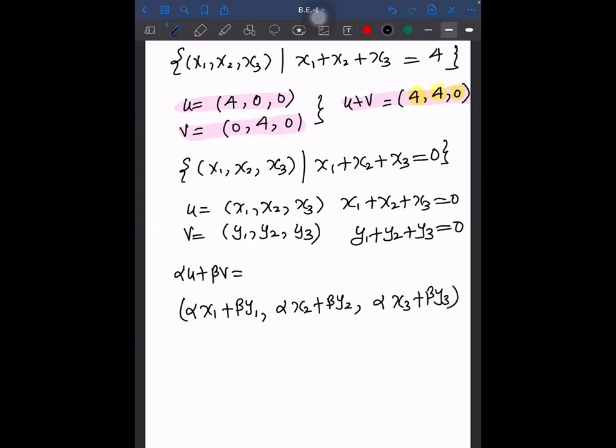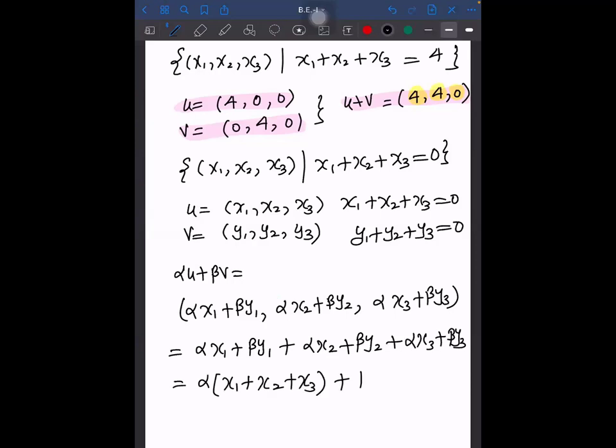Now you want to show that this also falls in W. So you take the addition of all three tuples. Now take alpha common and you have x1 plus x2 plus x3. Take beta common, you have y1 plus y2 plus y3. Now these two are zeros from here. So that means we can write it as alpha times 0 plus beta times 0. This is also going to be 0. So the linear combination is also falling in W. So that's why W is a subspace.